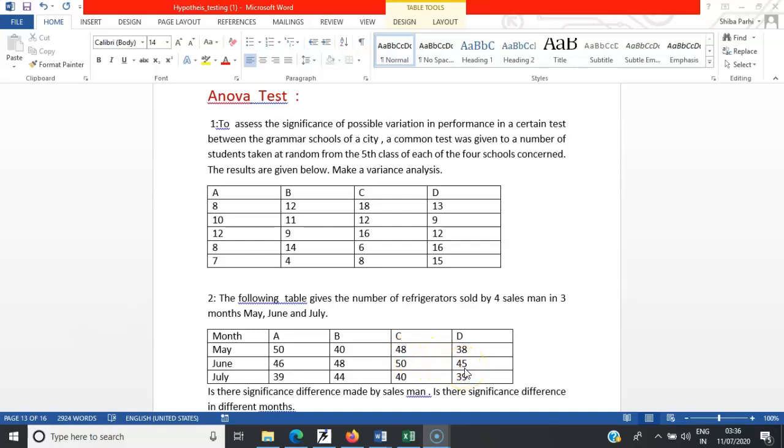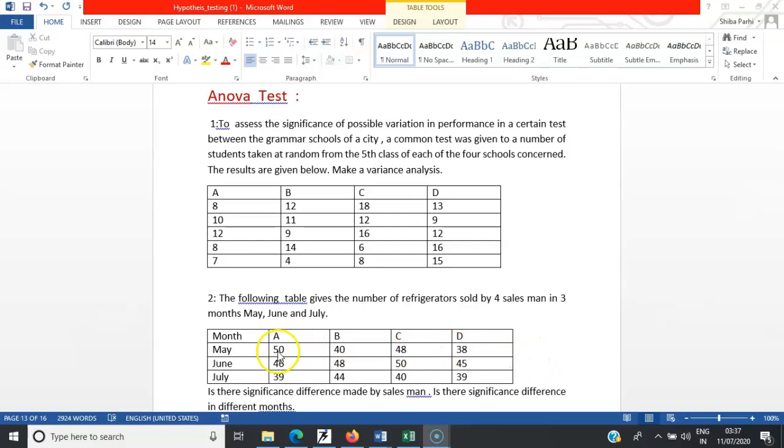You want to check whether on an average month-wise the sales figures are equal, that is, whether May, June, and July have on average equal sales of refrigerators, or whether all four salesmen sell on an average the same number of refrigerators. This is the way the ANOVA test makes a comparison of four different samples drawn from four different populations. This test is very useful to understand the effectiveness of four different departments, regions, or products in contributing to the profitability of the company. So this gives a very good comparative analysis.